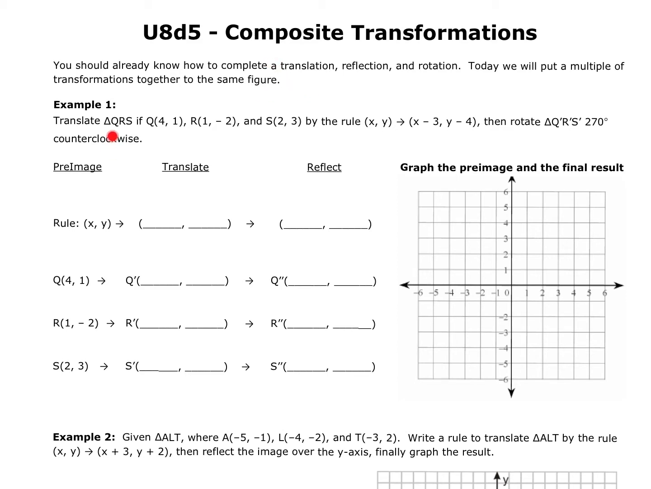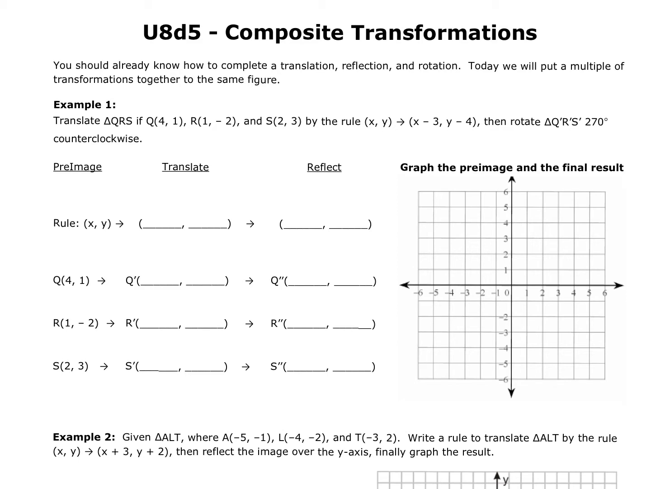So we're going to translate triangle QRS. Q, R, and S are these coordinates. By the rule, (x, y) goes to (x minus 3, y minus 4). Then we're going to rotate Q prime, R prime, S prime 270 degrees counterclockwise.